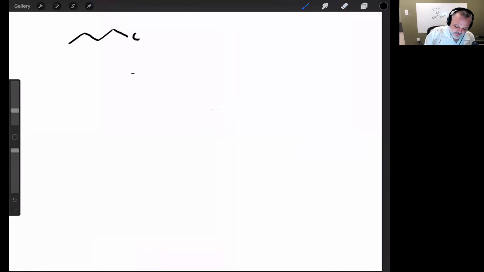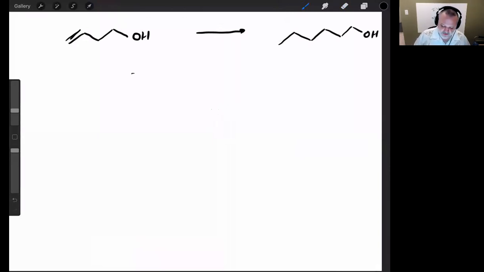If I have a compound that has an alcohol on it, with 1, 2, 3, 4 carbons, and the product has 1, 2, 3, 4, 5, 6 carbons, let's say I want to add 2 carbons to it and form this structure. In order to do that, I have some work to do, and I want to talk about the things I have to do to make that happen.